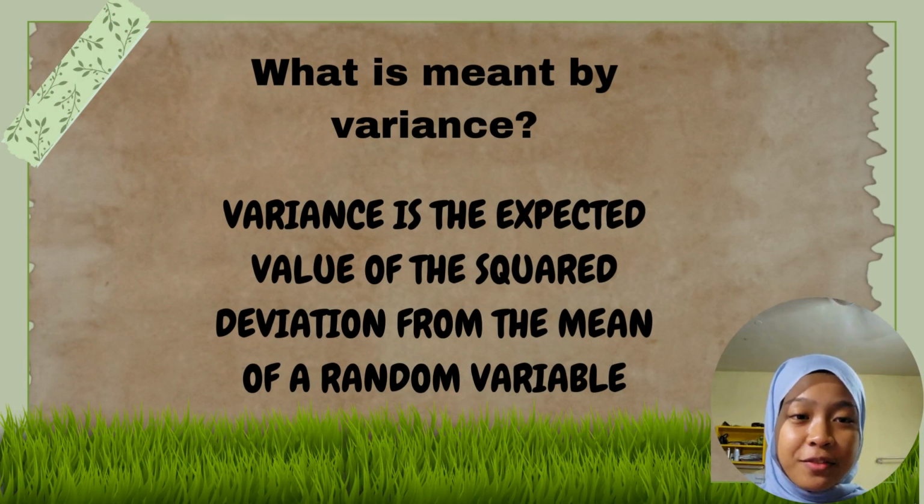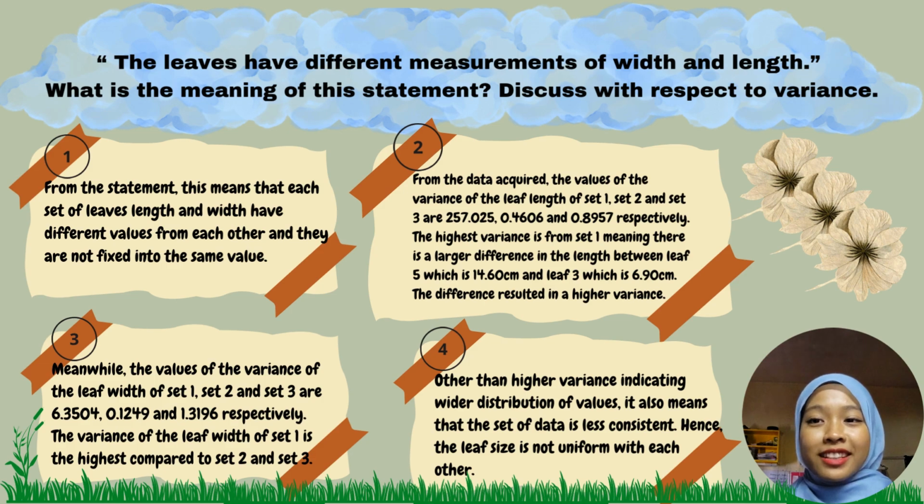Variance is the expected value of the squared deviation from the mean of a random variable. From the statement, this means that each set of leaves length and width have different values from each other and they are not fixed into the same value. Other than higher variance indicating wider distribution of values, it also means that the set of data is less consistent. Hence, the leaf size is not uniform with each other.